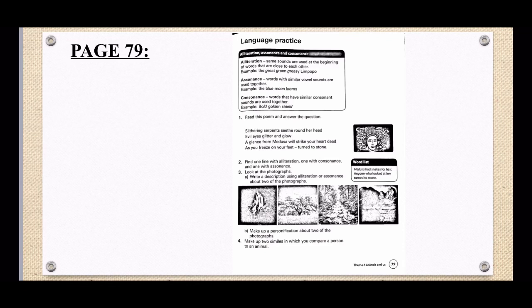Number 1 says, read this poem and answer the questions. Here we have a poem about Medusa. You have learned about Medusa, and you will find that on page 43. That was our theme 4 where we did superheroes and superpowers, right? So you learned about Medusa already.